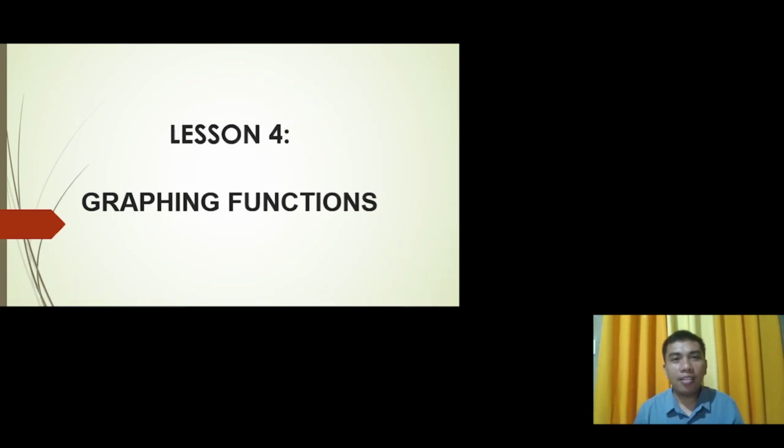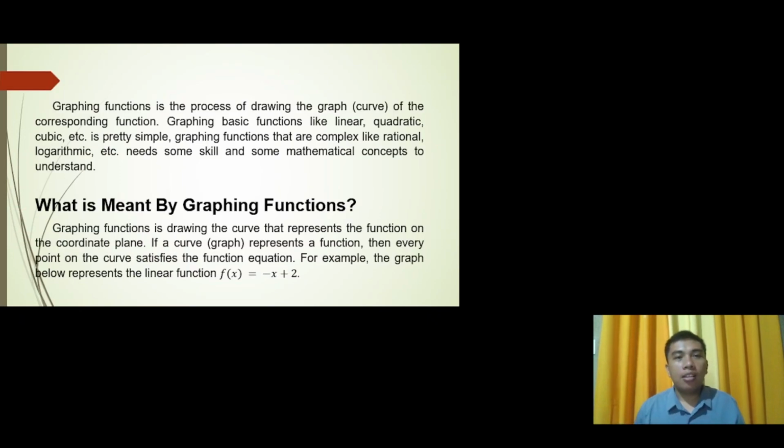It's me again, Teacher Vincent, and we are already now in Lesson 4, Graphing Functions. Graphing functions is the process of drawing the graph or curve of the corresponding function. Graphing basic functions like linear, quadratic, cubic is pretty simple. Graphing functions that are complex like rational, logarithmic, and more needs some skill and some mathematical concepts to understand.